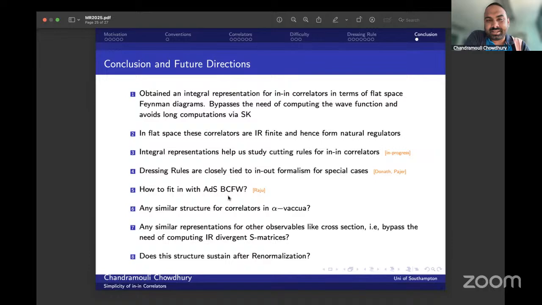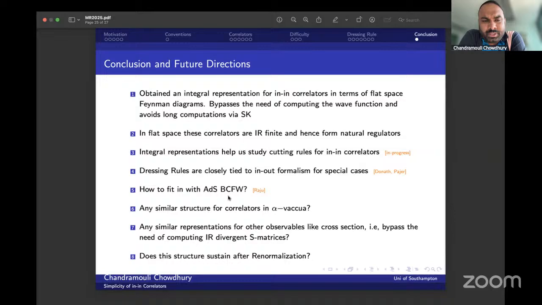But the upshot is that in de Sitter, if you want to compute these in correlators, you can really start thinking about them in terms of flat space Feynman diagrams. And all you have to do is take a Feynman diagram and simply integrate that. It sort of bypasses the need for computing these wave function coefficients, which can often be long and messy. And it also avoids the computation via Schwinger-Keldysh. It's something I didn't talk about at all, but it's an active approach.